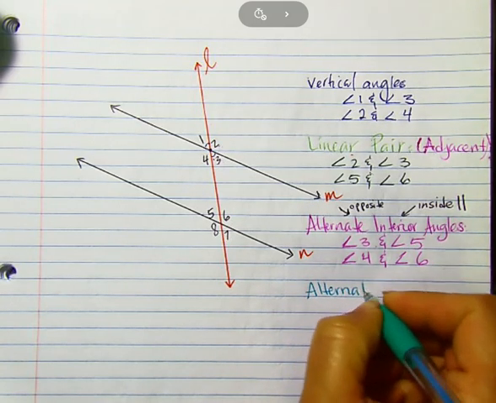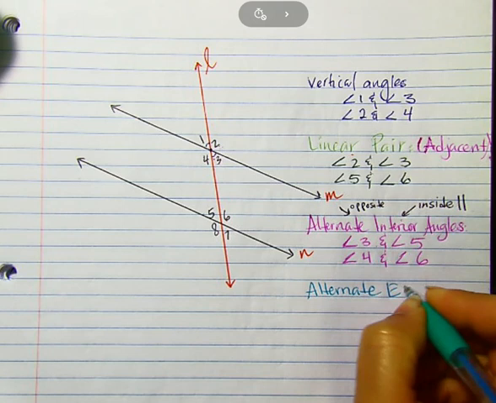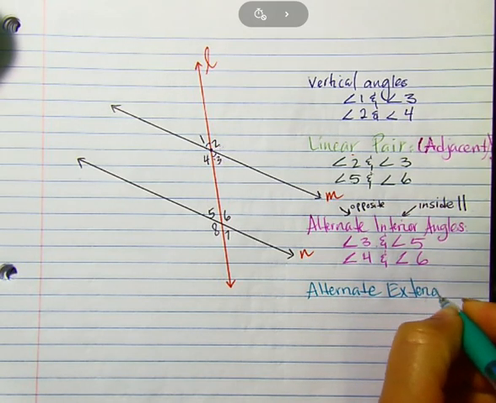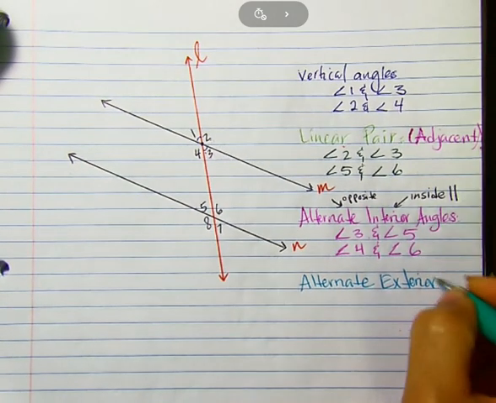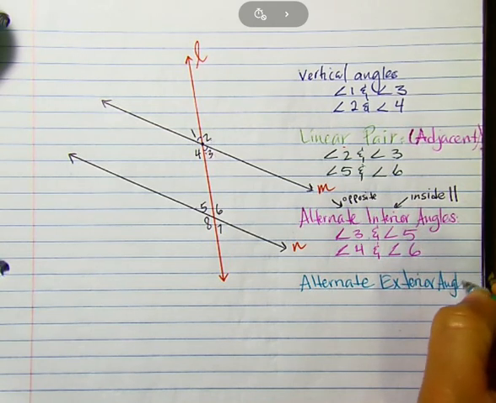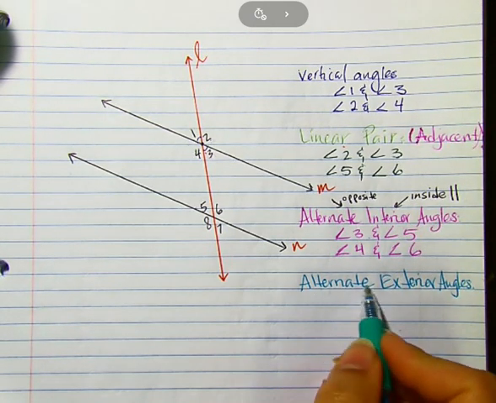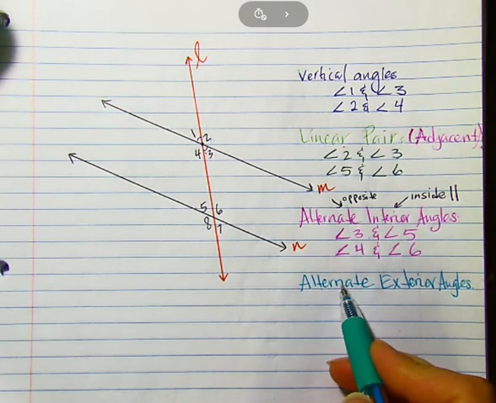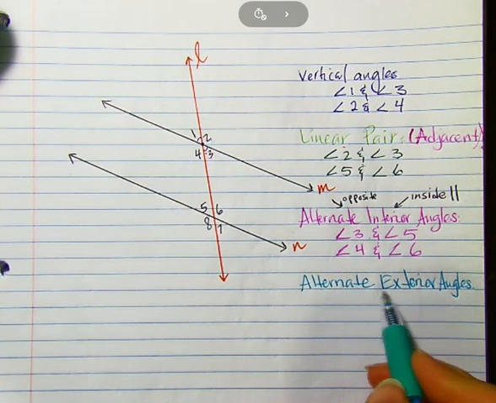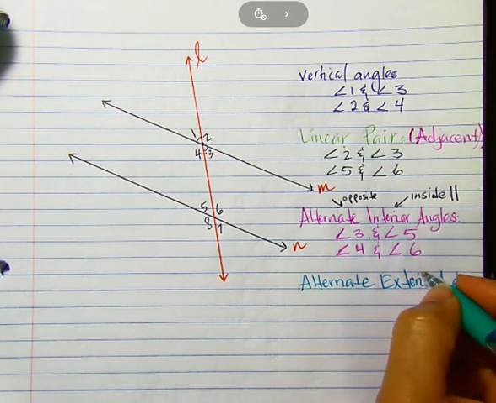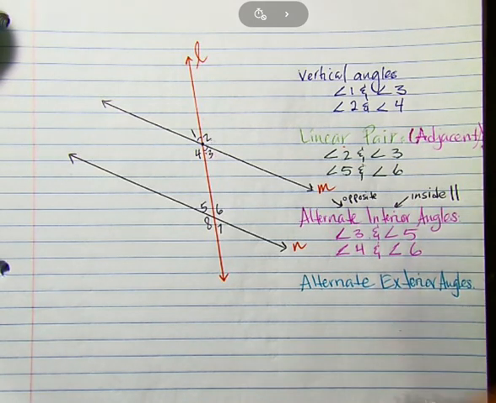Alternate exterior angles. Those alternate exterior angles are on opposite sides of the transversal, but instead of inside, these are going to be outside of the parallel lines.